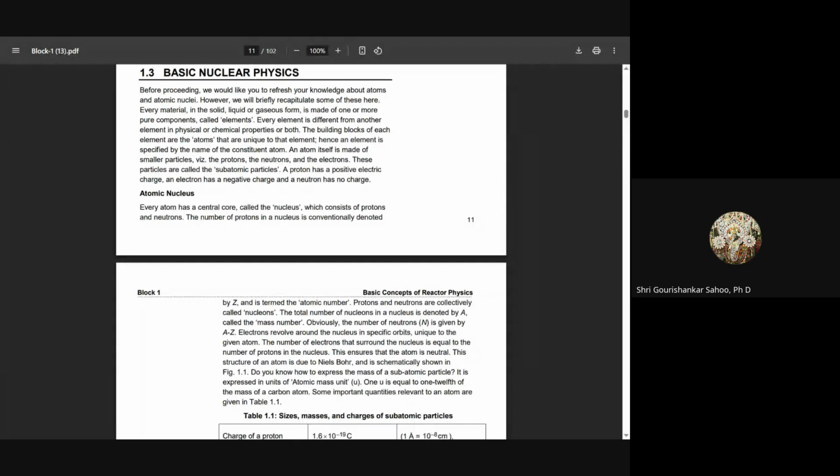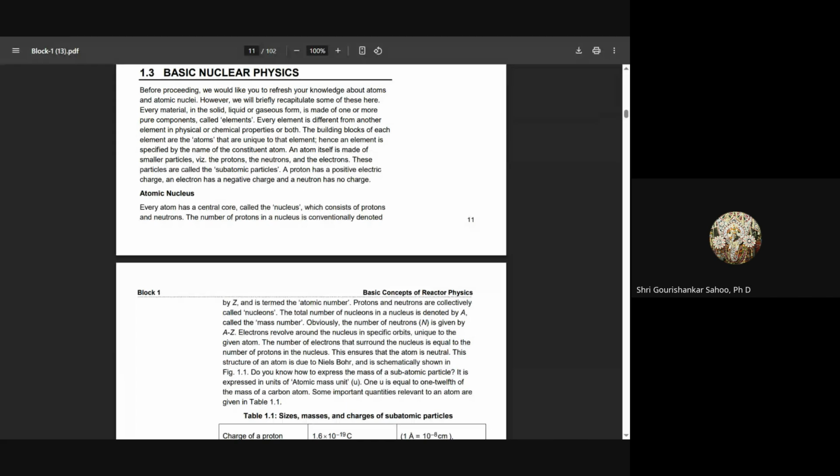Otherwise, a small positive charge will experience enormous force using the formula F is equal to Q1 Q2 by R square R cap, and the constant will be 1 by 4 pi epsilon 0, which is very large. So F is equal to 1 by 4 pi epsilon 0 Q1 Q2 by R square R cap.